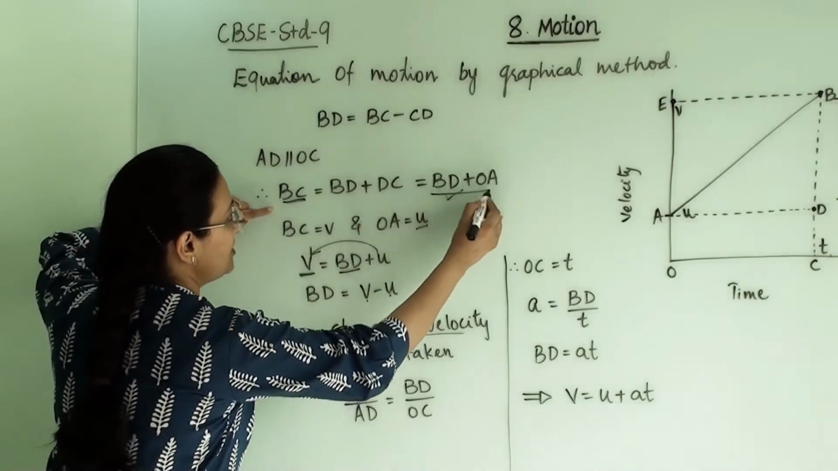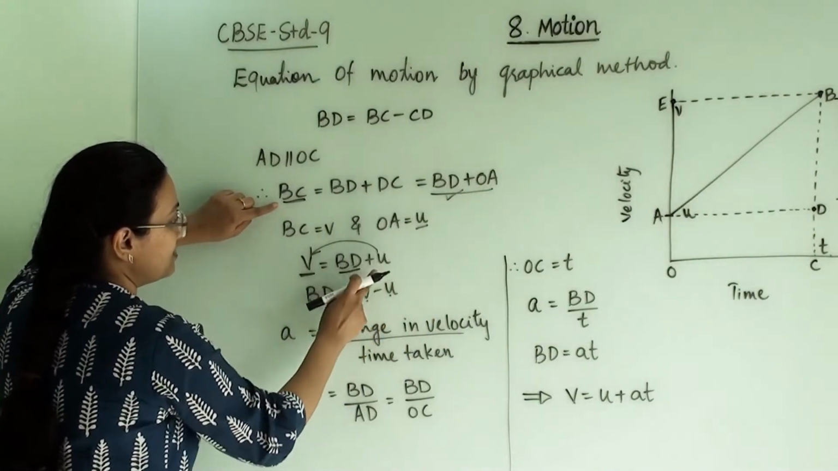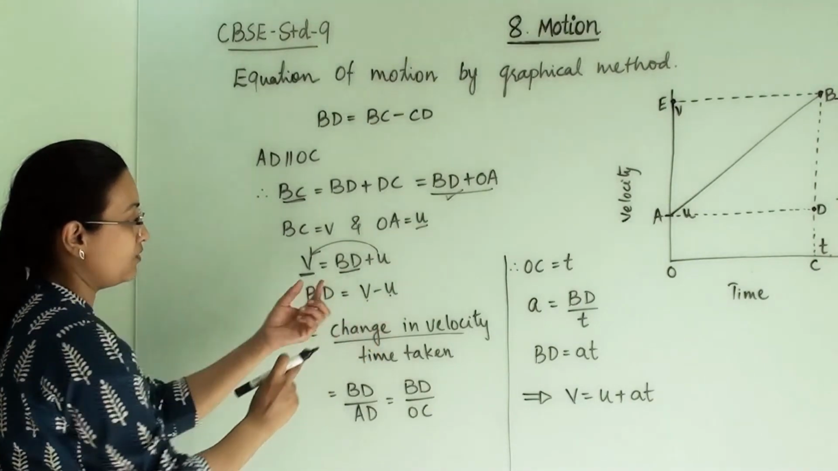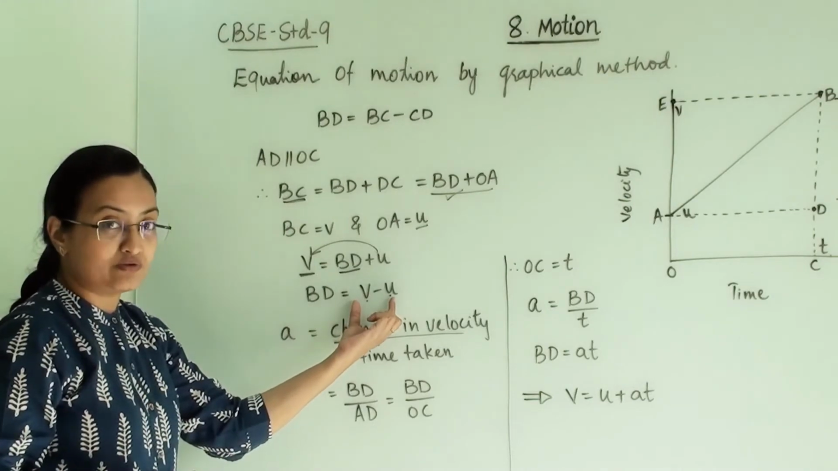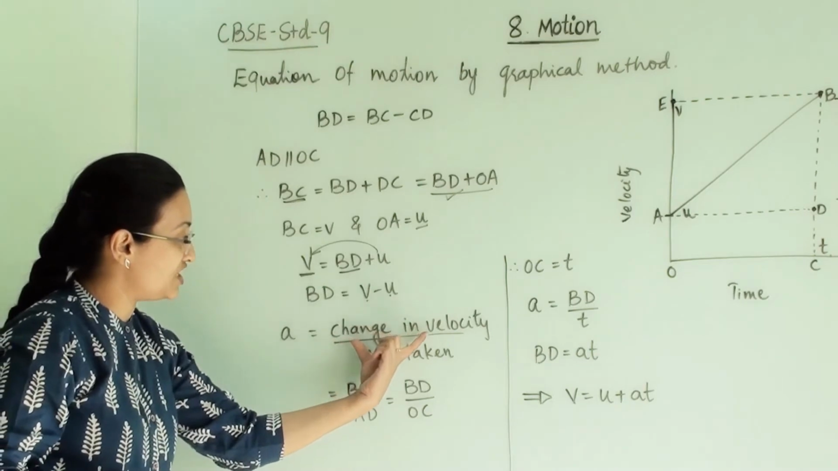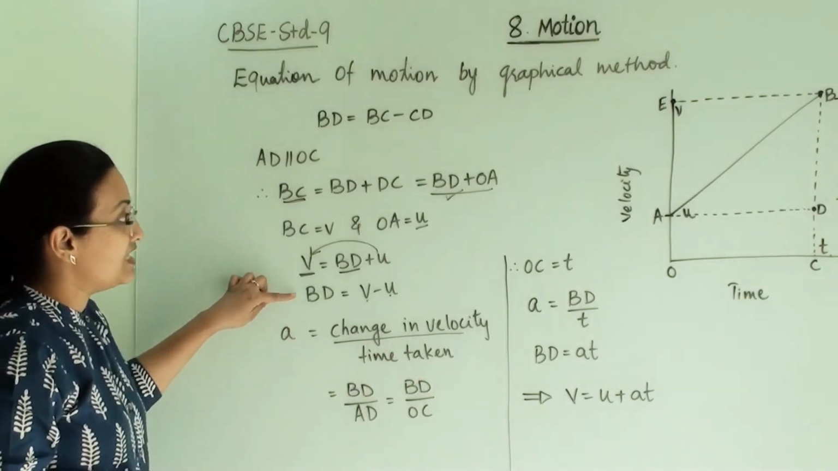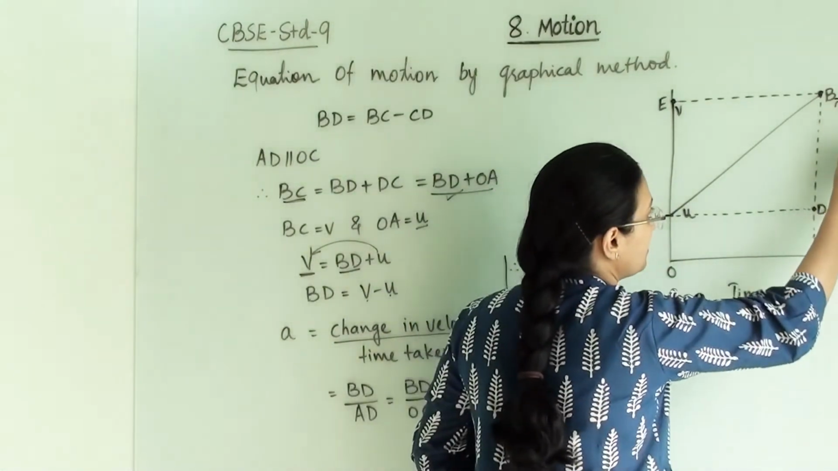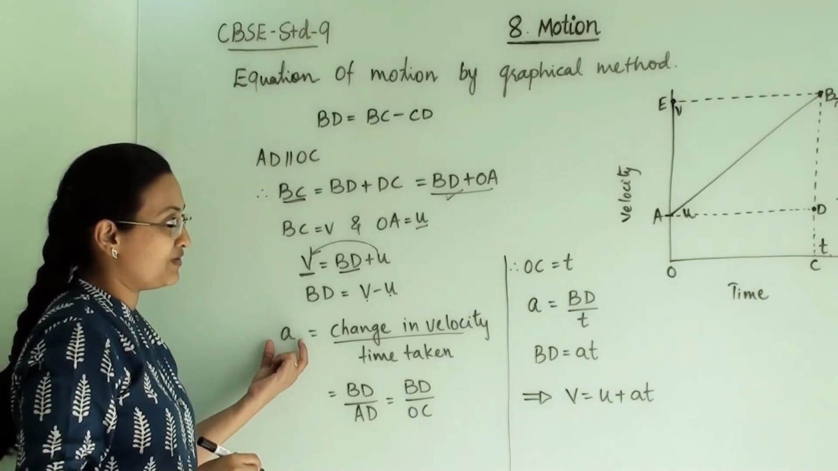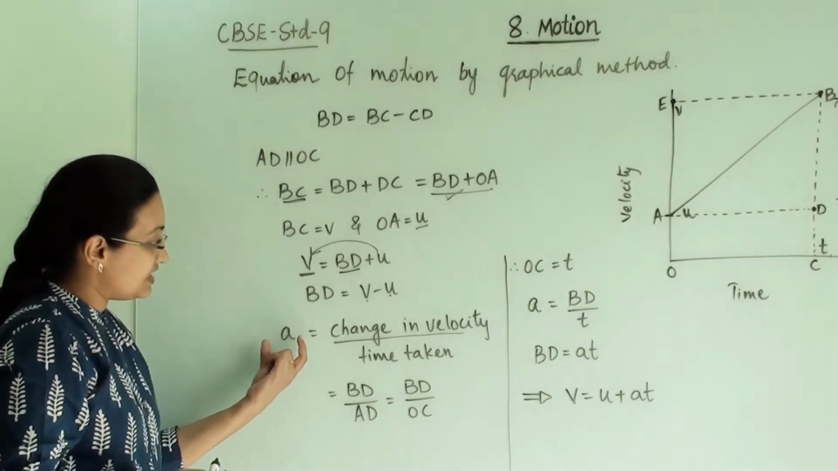In this we have put the values from this equation: BC equals BD plus OA. So BC we have replaced with V and OA we have replaced with U. So now BD equals V minus U. Now what is this? This is the change in velocity, final velocity minus initial velocity. So that is change in velocity divided by time taken. Now what is complete BD? Complete BD is acceleration, because it is velocity by time. That is acceleration, so this is A.